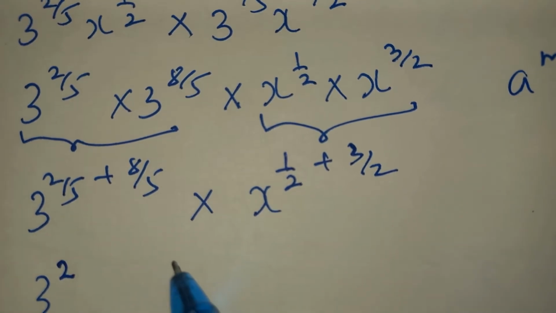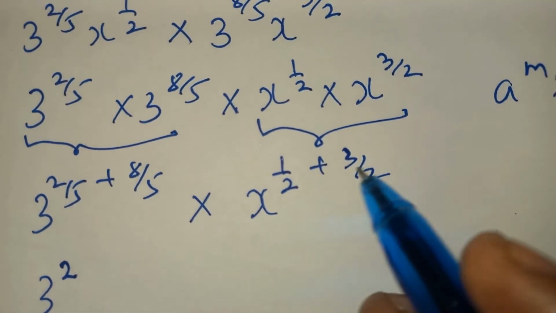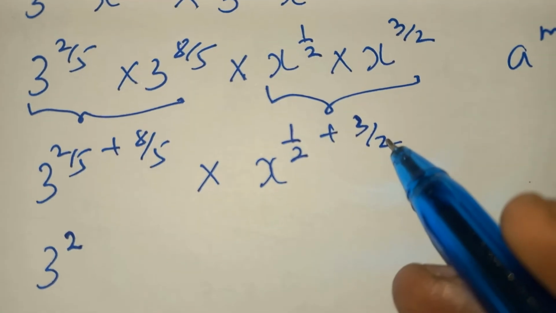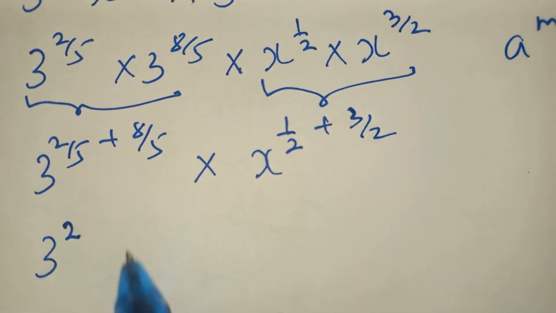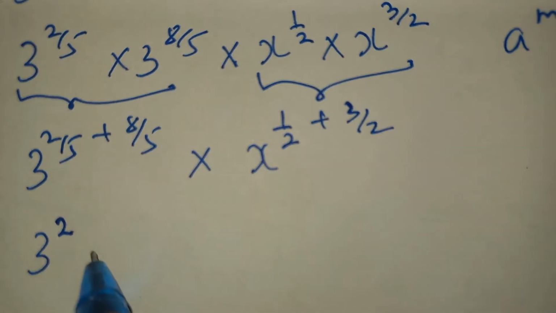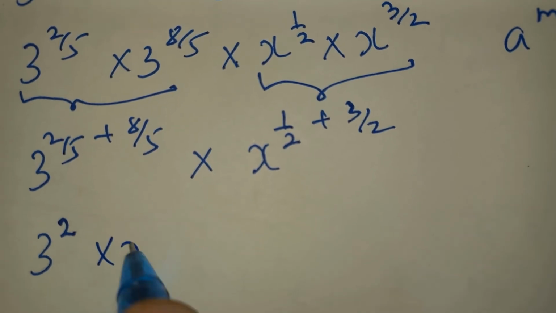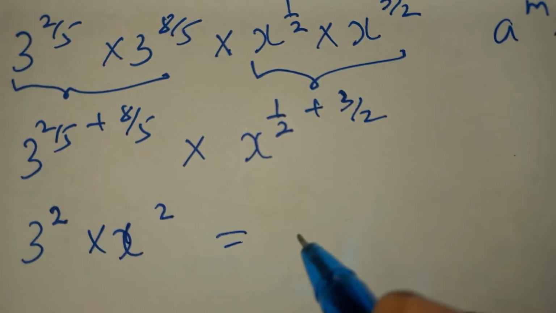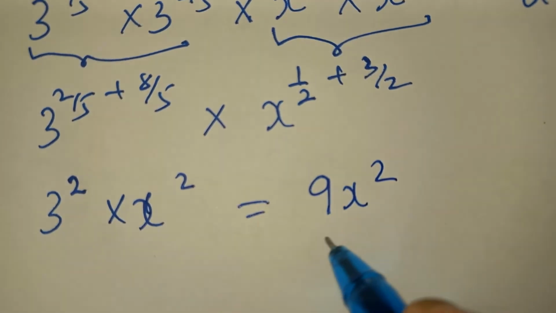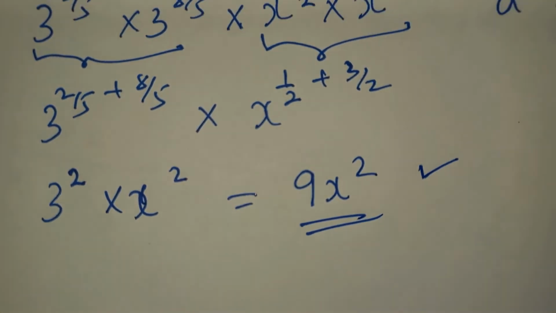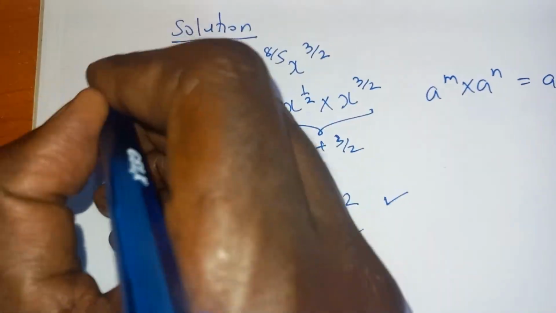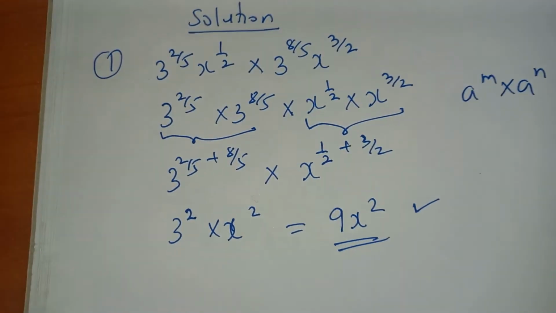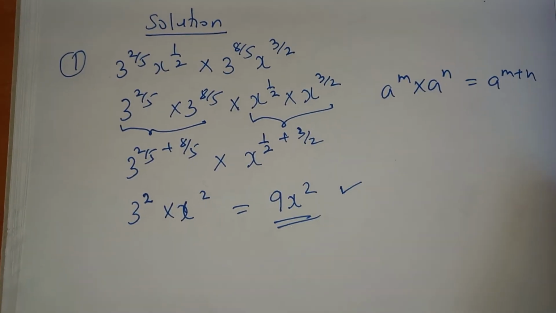2, and 1/2 plus 3/2 is 4/2, which is again 2. So this will be multiplied by x squared. So our answer will become 9x squared. So the solution to problem number 1 will be 9x squared.